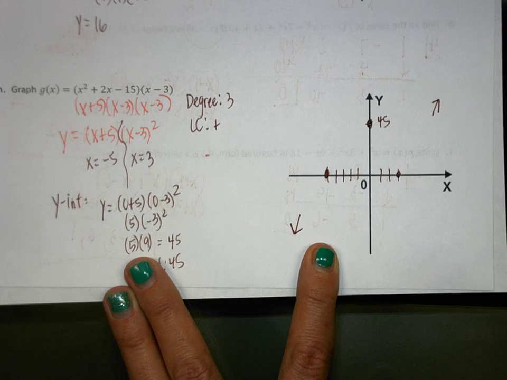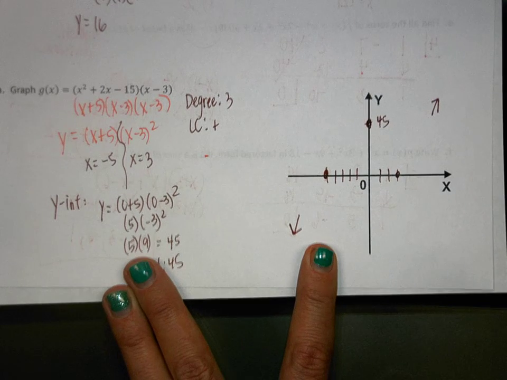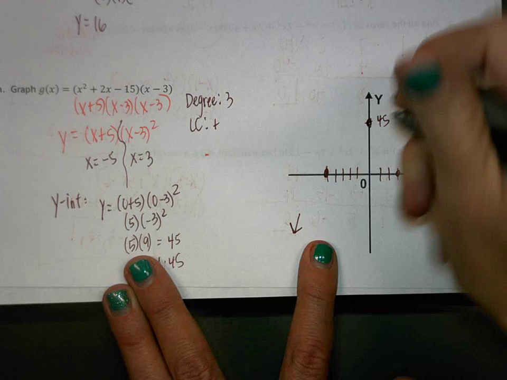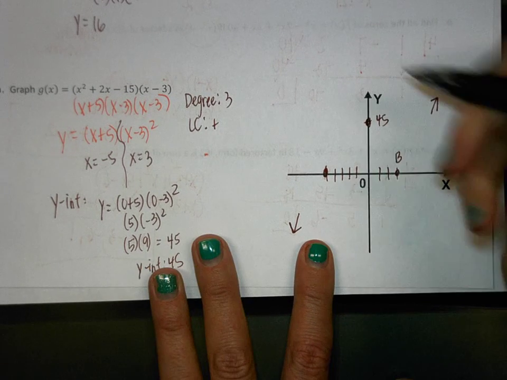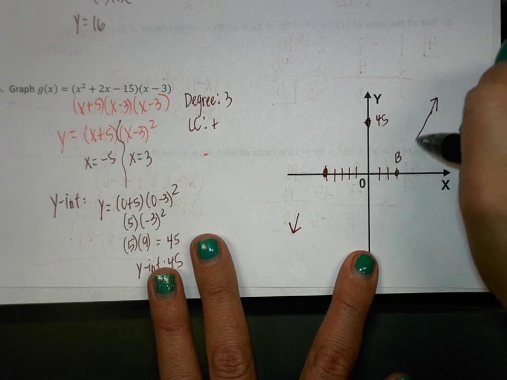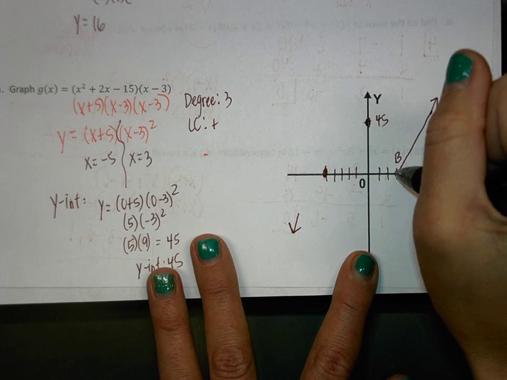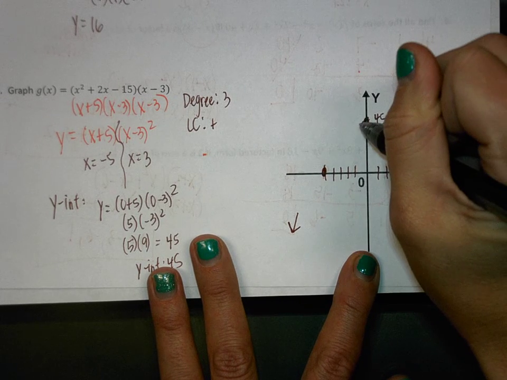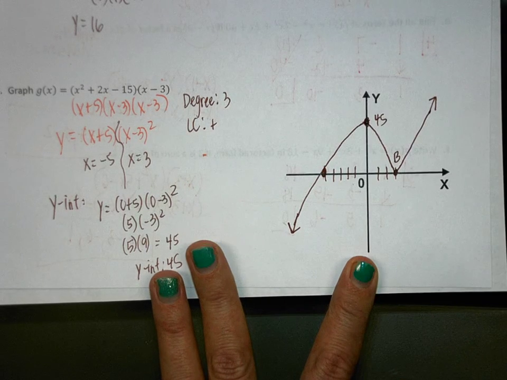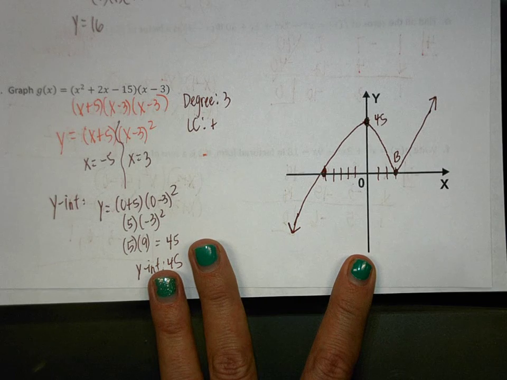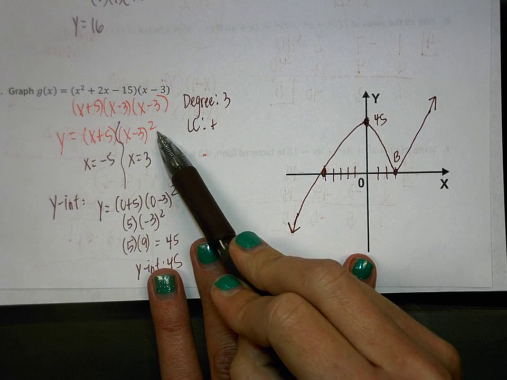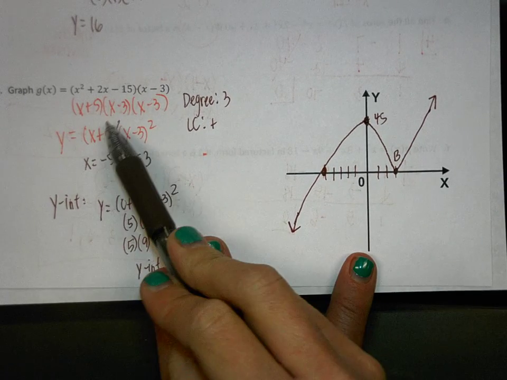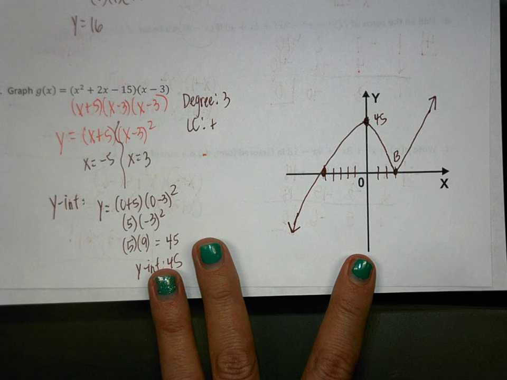Are there any bounces on this one? At 3. Okay, so if we start here at the left, it passes through and goes back up to 45, and then it bounces at 3 and goes back up. How do you figure out if it passes or bounces? If you have an even exponent on a number, it bounces. If you have an odd exponent, it passes. Great. Thank you.